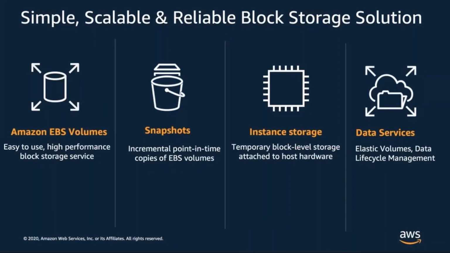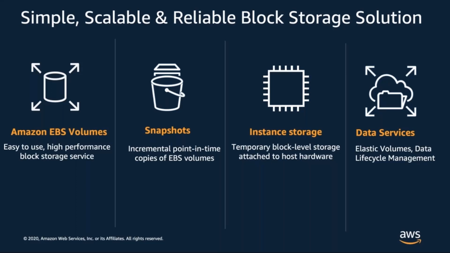What's Amazon EBS? It's an easy-to-use, high-performance block storage service for use with EC2 instances. And EBS snapshots are point-in-time incremental copies of EBS volumes that store the data in Amazon S3 at the S3 durability and availability.